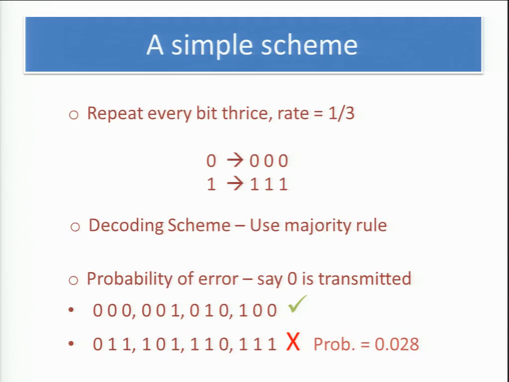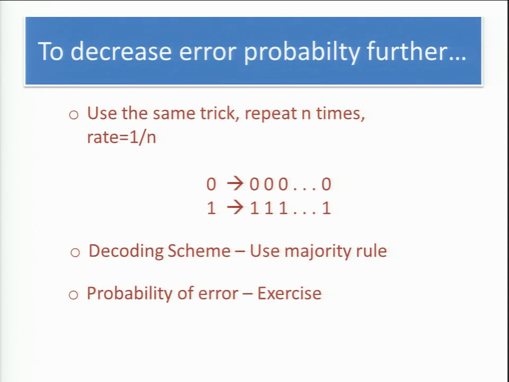Now suppose I want to decrease the error probability even further. I want the error probability to be in my control. I want a required error probability, and let's say I want to decrease it further. Then use the same trick, but repeat this some n number of times. Instead of thrice, repeat it n times. And in this case, the rate is 1 over n. Use the same decoding scheme, and you can calculate the probability of error for this setting as an exercise. You can just try it out.